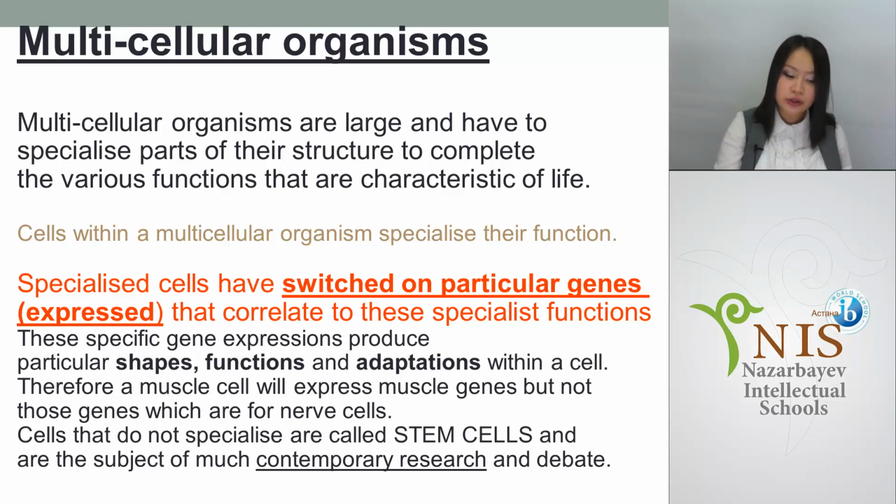For example, we could easily say that a blood cell and a muscle cell have a slightly different structure and different function. How come? Because some particular genes are switched on and others are switched off. These specific gene expressions produce particular shapes, functions and adaptations within a cell. Therefore, a muscle cell will express muscle genes, but not those genes which are for nerve cells.